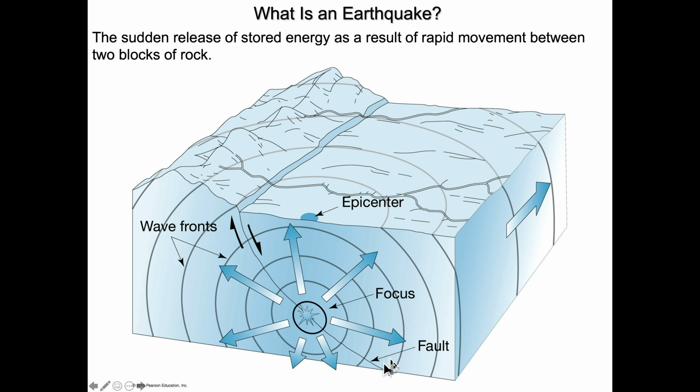The surface on which the movement occurs is known as a fault. And what we see at the point of an earthquake is the emission of energy. This emission of energy is going to be depicted by waves, first the P waves and then the S waves. Those wave fronts are going to move out from this focus in every direction until they reach the surface, and then the P waves and the S waves are truncated.